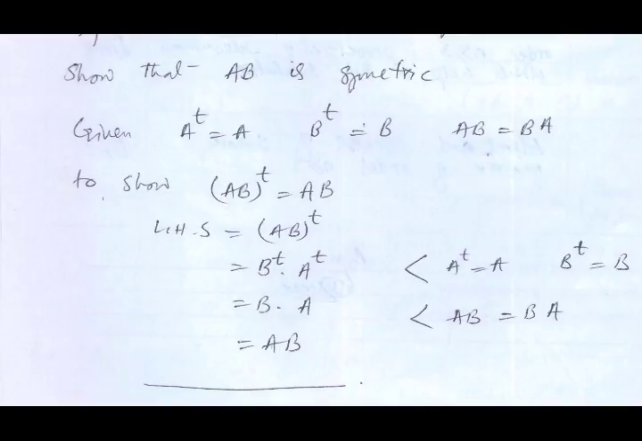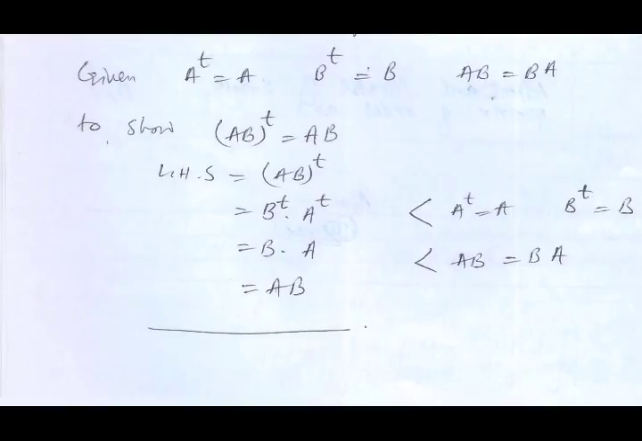We take the left hand side, AB transpose. When we transpose the product of two matrices, we take the transpose of each matrix, and they change in their order. Because B transpose is equal to B, A transpose is equal to A, and BA is equal to AB, therefore the product AB is symmetric.